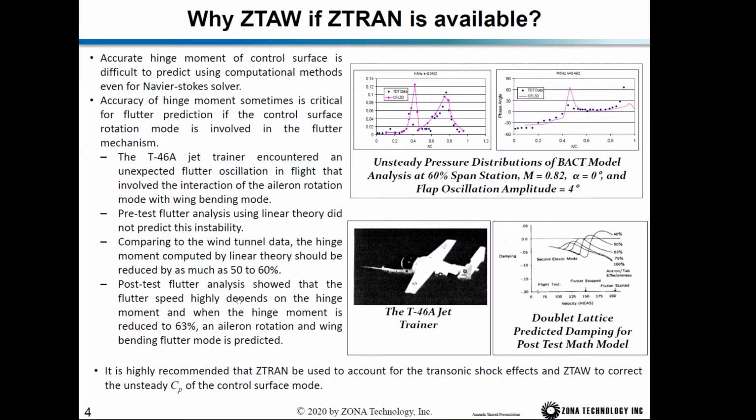Therefore, it is highly recommended that ZTRAN be used to account for the transonic shock effect. Then, you should use Z tau to correct the unsteady CP due to the control surface mode.